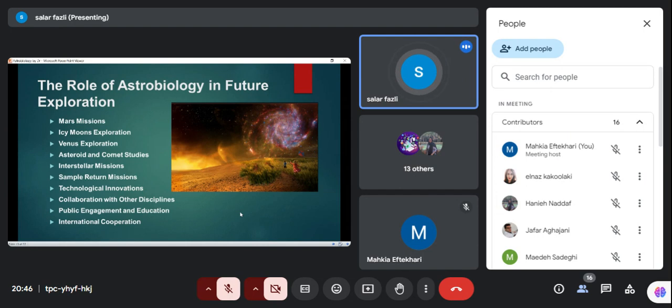Recent studies suggest that Venus may have had conditions suitable for life in the past. The detection of phosphine in its atmosphere has sparked interest in exploring this planet in the future. Missions to Venus could provide insights into its geology and atmospheric processes, enhancing our understanding of planetary habitability.